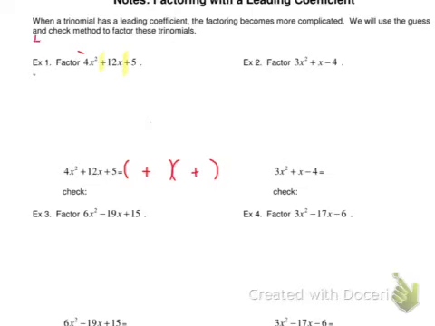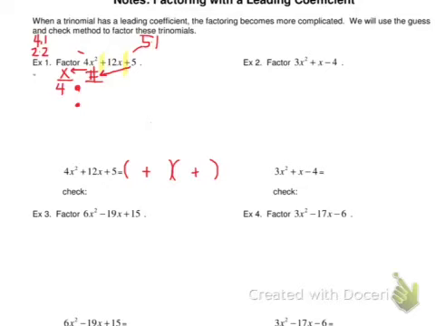The factors of 4 are 4 and 1 and 2 and 2. And the factors of 5 are 5 and 1, and that's it. They're both prime numbers. So now we're going to create a column for the coefficient in front of our x squared, where we plug in the factors of 4, and then we're going to make a column for our constant value, or our c value, which are going to be the factors of 5. We're going to multiply these two columns together.